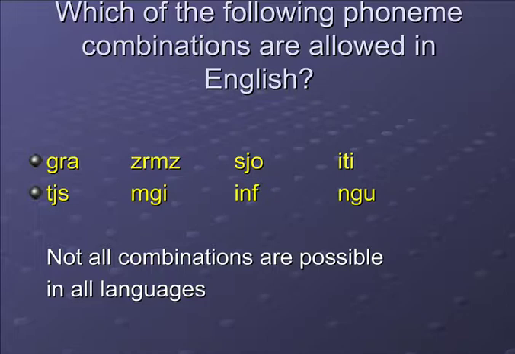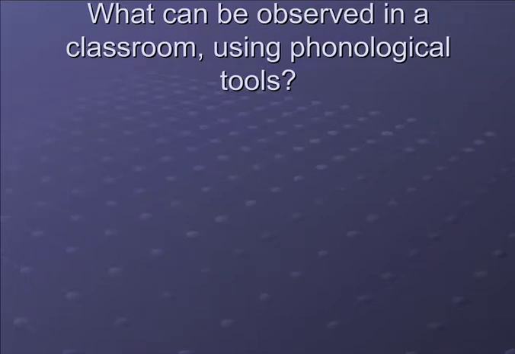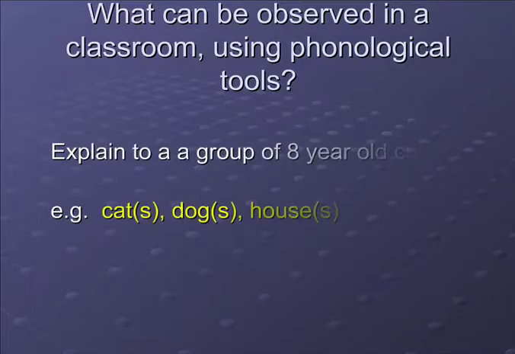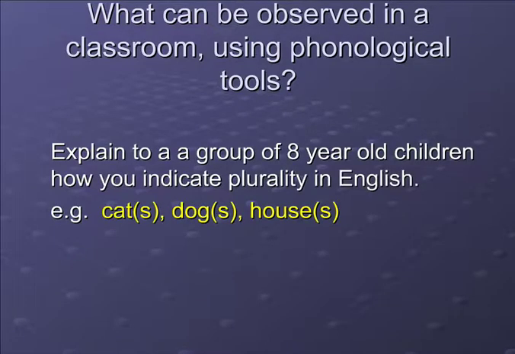So the fact that English is rule governed means that certain phonemic combinations are allowed and certain combinations are not allowed. So why is phonology useful? What can be observed in a classroom using phonological tools? For example, how would you explain to a group of 8-year-old children how to indicate plurality in English? If you wanted to say one dog, two dogs, one cat, two cats.